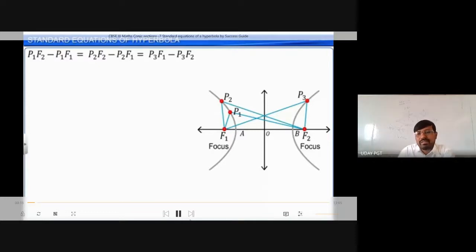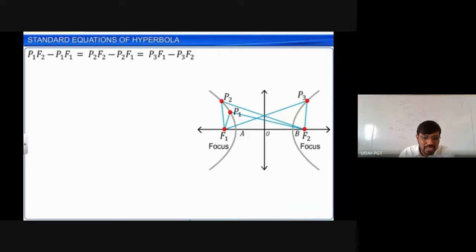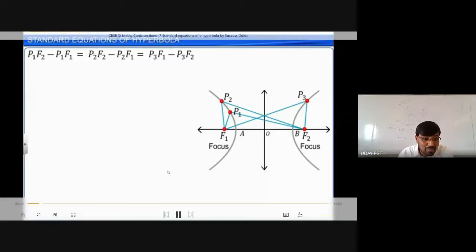So, the standard equation of the hyperbola. What is the equation of this hyperbola? Already I told you, x square by a square minus y square by b square equal to 1. But how do we get that hyperbola? Let us see here.